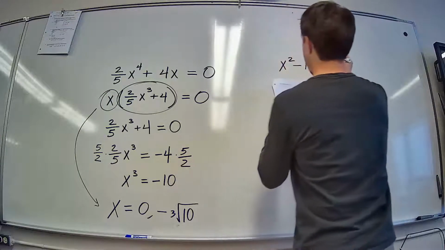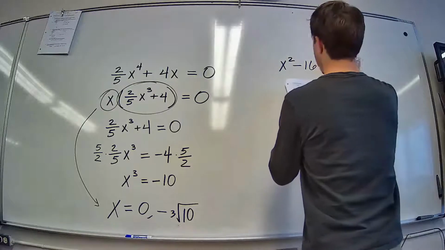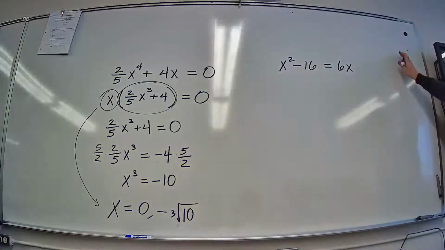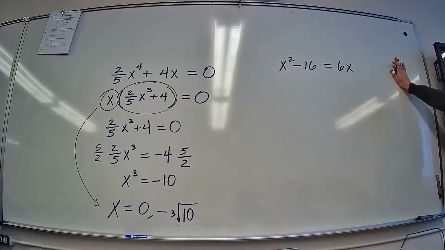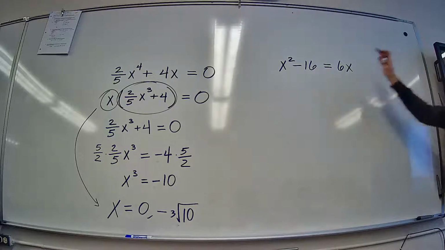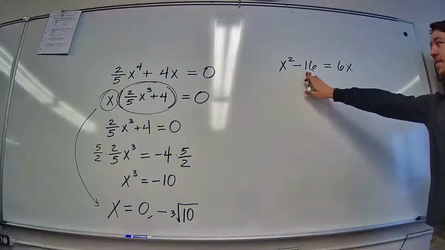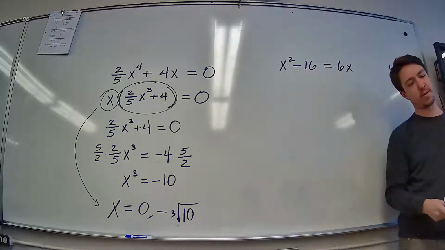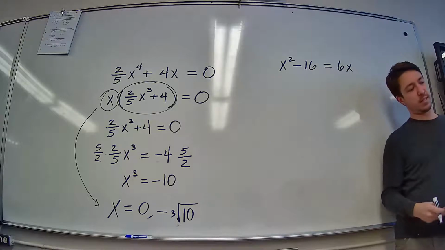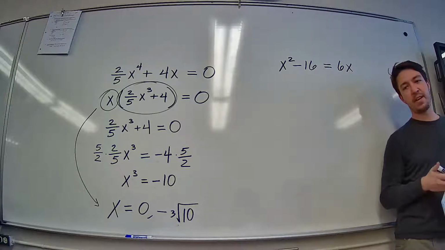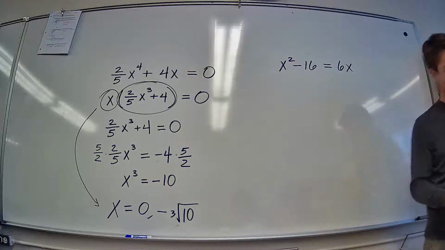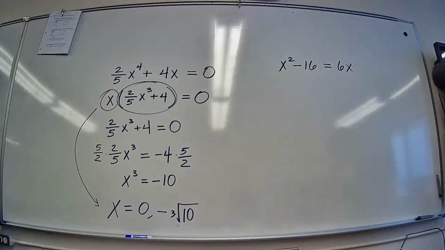This first question says, can you come up with a number that if you square it and subtract 16, it's the same as multiplying it by 6? So let's see. Now there's a big hint here. It says solve it by factoring.